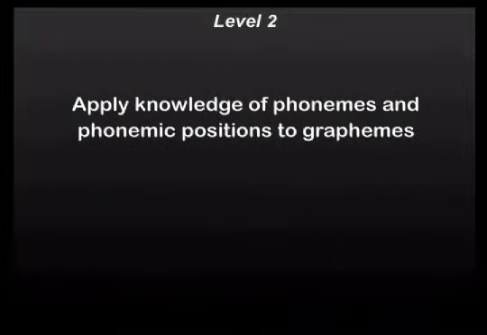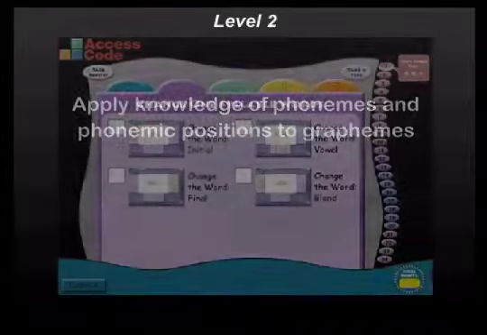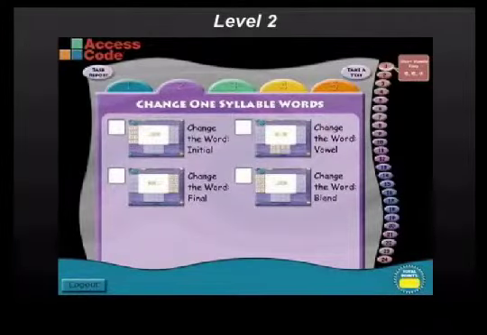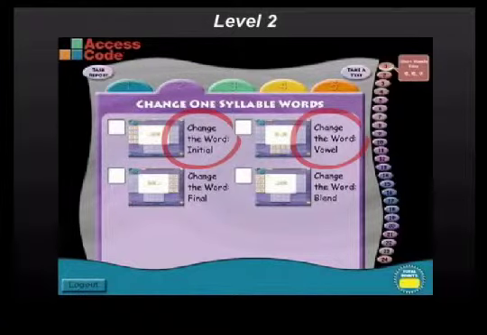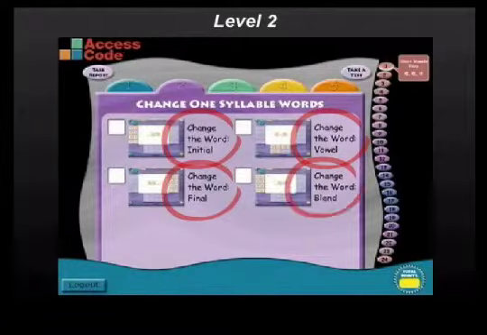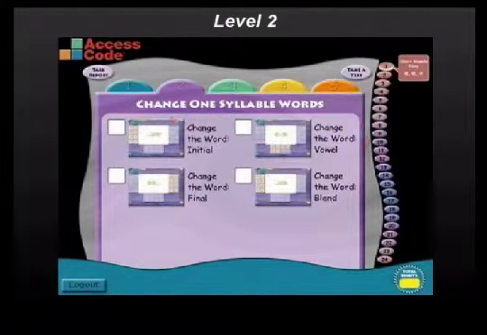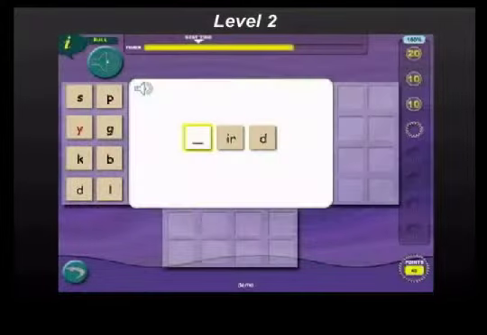In Level 2, students must apply knowledge of phonemes and phonemic positions to graphemes. The tasks involve changing one-syllable words. There are 4 tasks within Level 2: Change the word initial, change the word vowel, change the word final, and change the word blend. Varied practice involving context variation is apparent in Level 2.